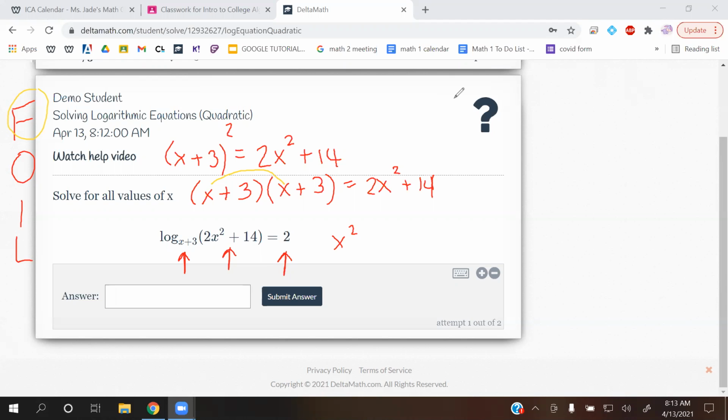Then we're going to do the O in FOIL. So the O in FOIL stands for outer. So that would be those two. So x times 3, and then the I in FOIL stands for inner. The inner two are these. So 3 times x. And then last but not least, the L in FOIL stands for last. So it's the 3 times 3, which gives us a 9.